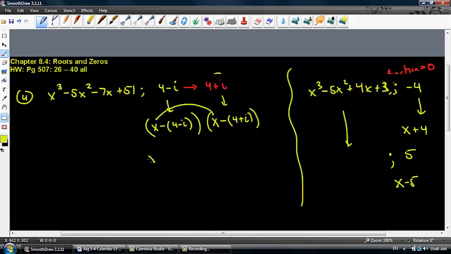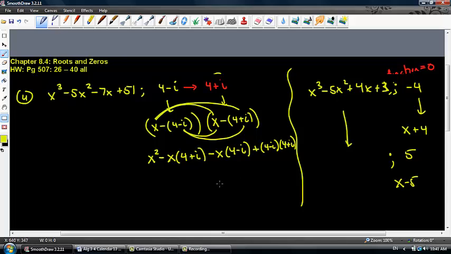x times x is x squared. x times this thing is negative x(4 plus i). Again, we've got negative x(4 minus i). And now we've got positive, because negative times negative is positive, (4 minus i) times (4 plus i). Looks kind of nasty, but don't worry, it'll clean up really well. I'm going to distribute now, so I get negative 4x plus xi. I've got negative 4x plus xi.